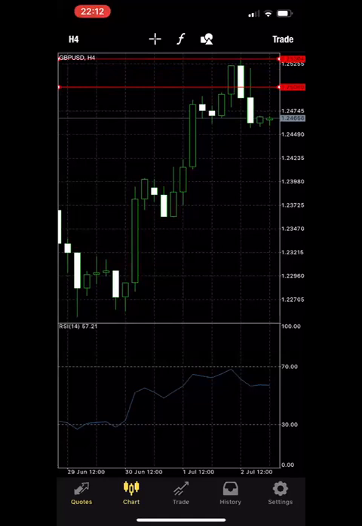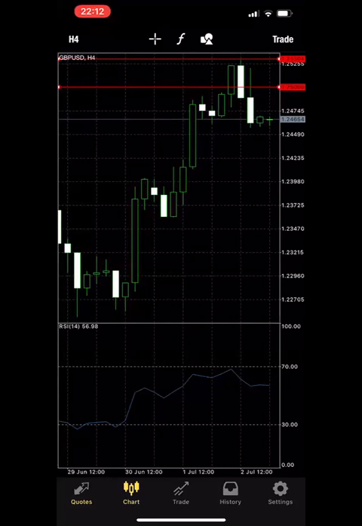How many pips is this? Can anyone guess? 1.25000 to 1.25304. If you're with me, give me an answer. If anyone can guess, how many pips is this? 20, close. Very, very close. It's actually 30 pips. This is simply 30 pips.